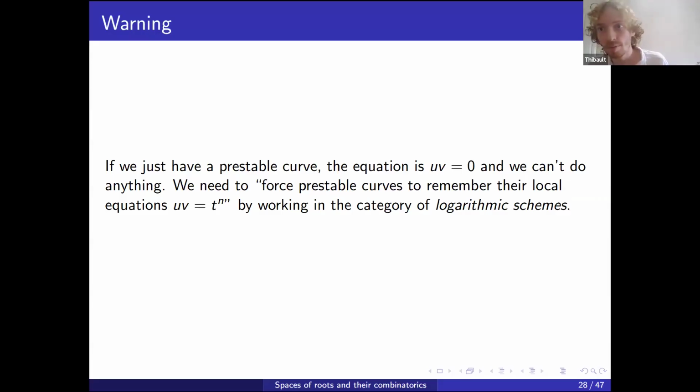So this complicates the problem, and this is sort of why there's a vast area of the study of compactified Jacobians, because you cannot do this in the world of schemes. If you just have a pre-stable curve, there's no log-Picard group attached to it. There is one in what's called the category of logarithmic schemes, which is schemes with a bit of extra data. So we need to force the pre-stable curves to remember local equations uv equals something.